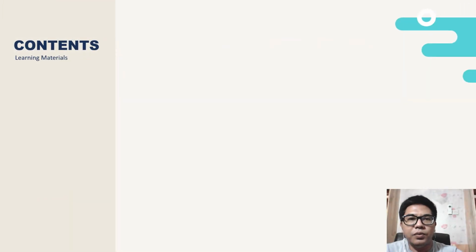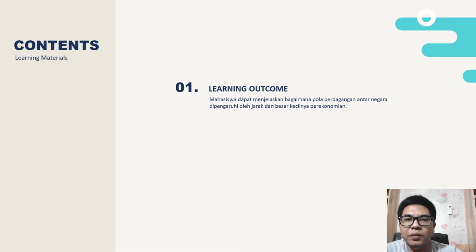Okay, before we move on to our discussion, let me briefly share my plan for today's session. Number one, I will show you the learning outcome of the study, particularly this session, that is, a student able to explain how distance between two countries and the size of economy between two countries, both of them play important role in determining the value of trade between these two countries.